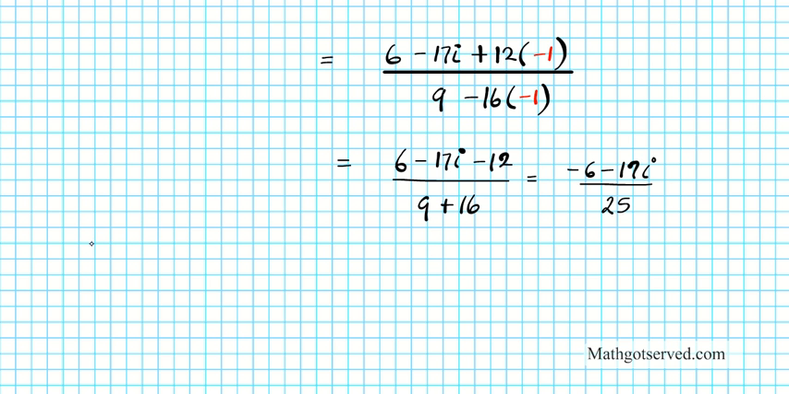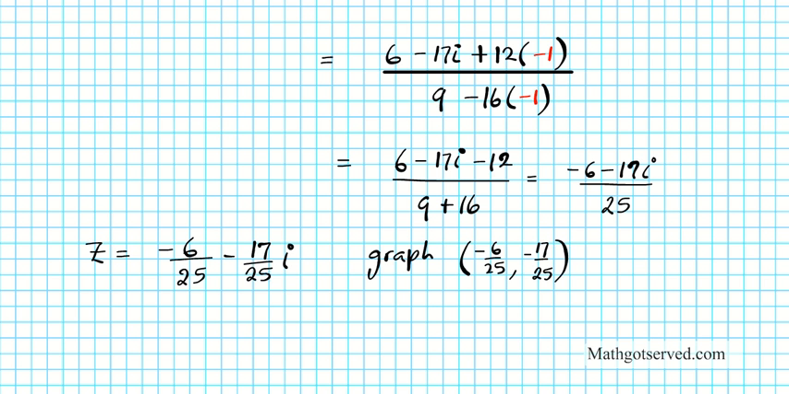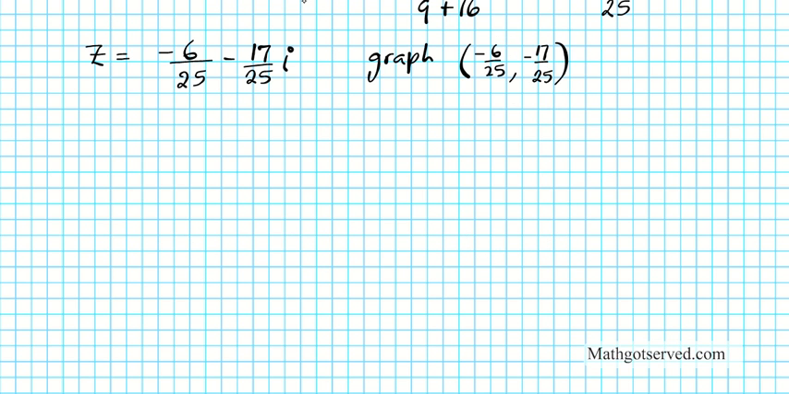So if I want to write this in an a plus bi form, my complex number z is going to be -6 over 25 for the real part, minus 17 over 25i. Alright, so there you have it. So if I wanted to graph this, I'm going to be graphing the point negative 6 over 25 and negative 17 over 25. Alright, so let's go ahead and graph that point.